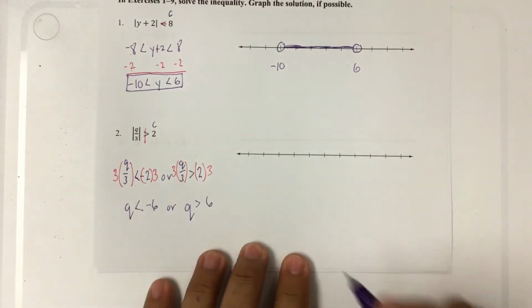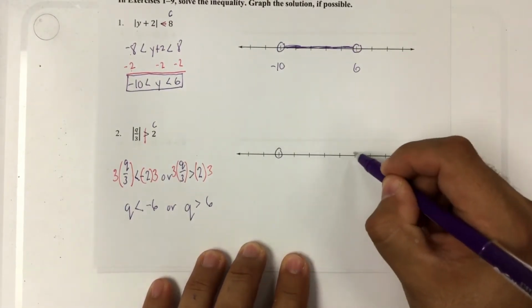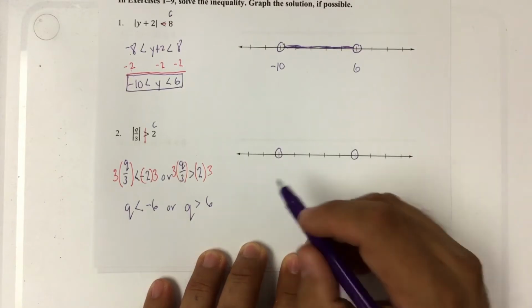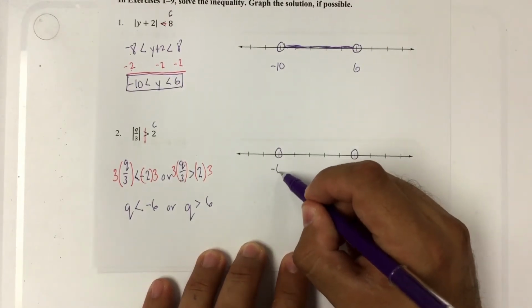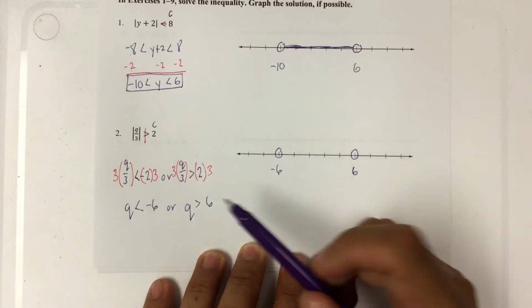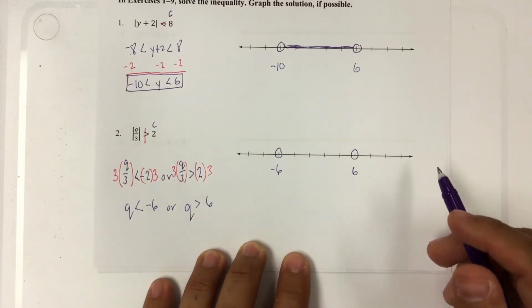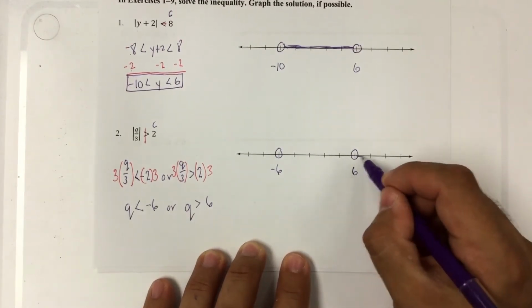So I'm going to draw my circles. Should they be open or should they be closed? Open. What number comes first? Negative 6. Second number? 6. Since it's a split, what should I do? How should I graph them? Opposite ways, opposite directions.